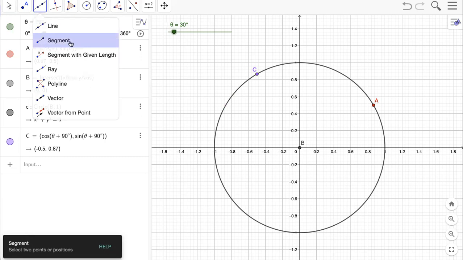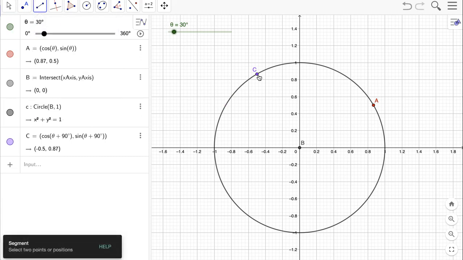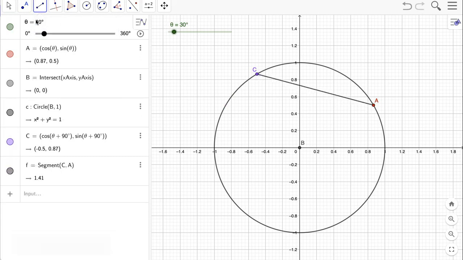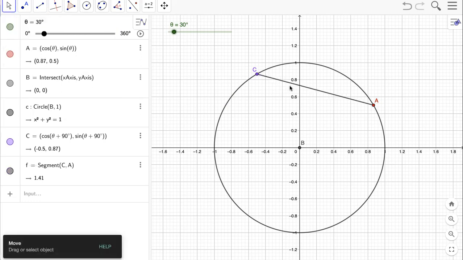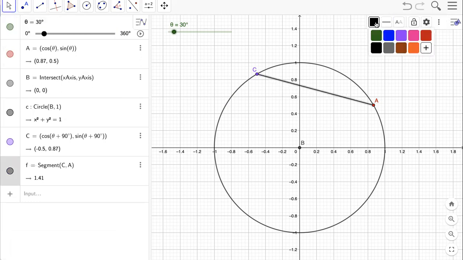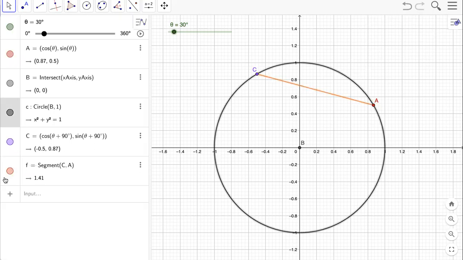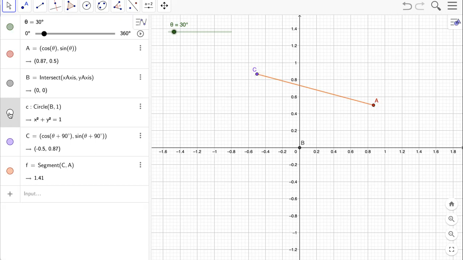You can now go to the segment, join A and C. Okay, so you can create a segment. Maybe I can turn it into another color. If you don't need the circle, you can hide it. Right, you can use this circle. Click on this, and then you will find that the circle will be hidden for the time being.